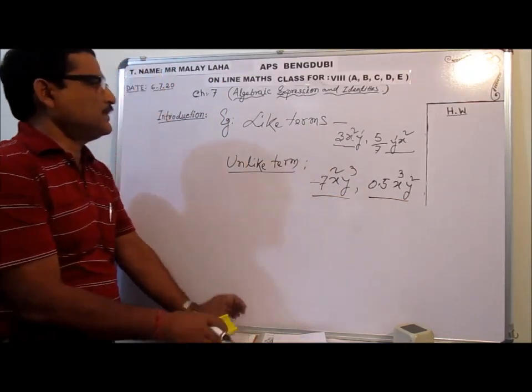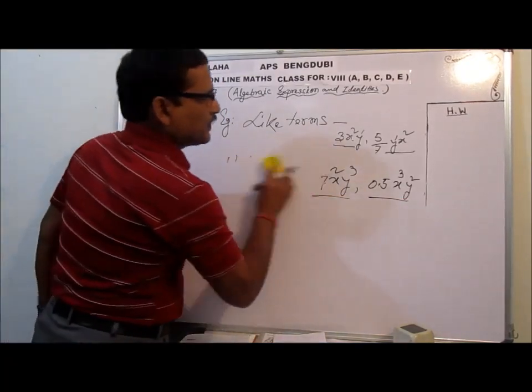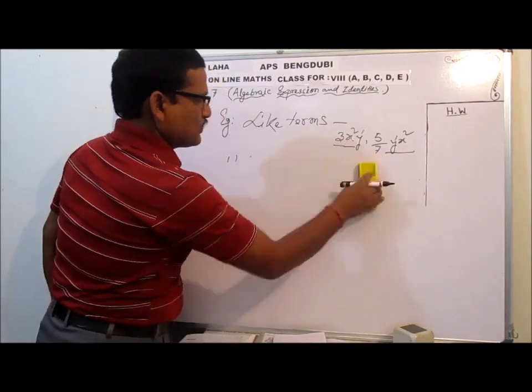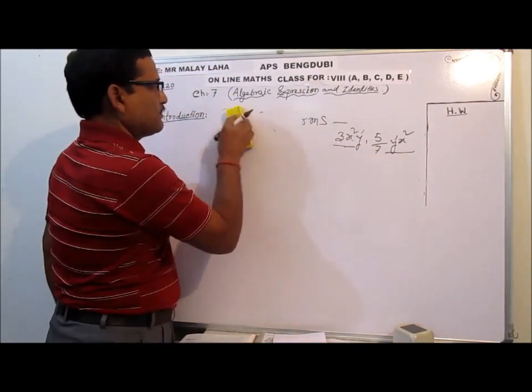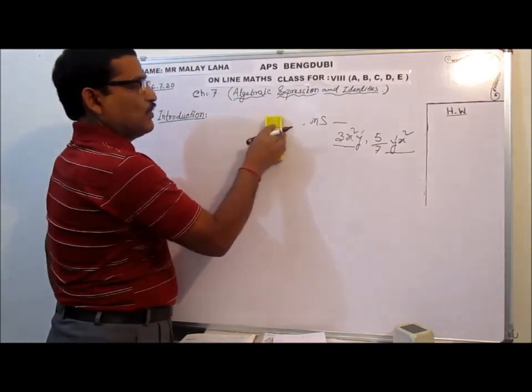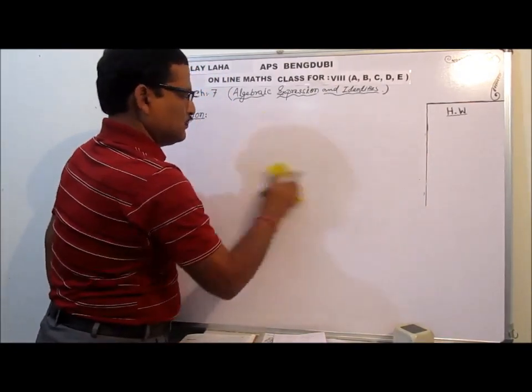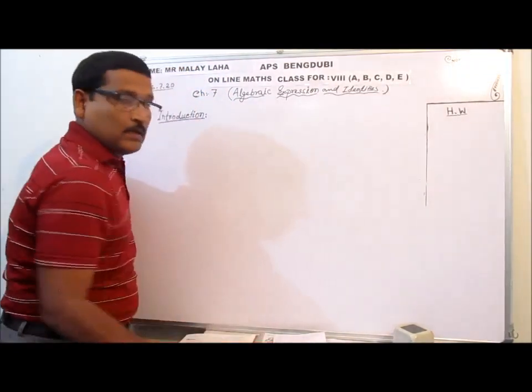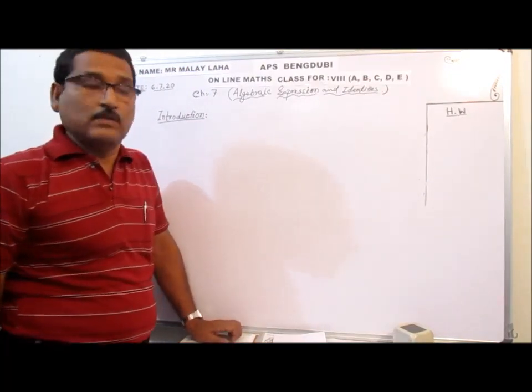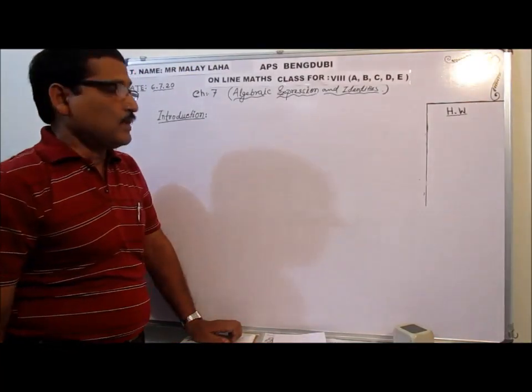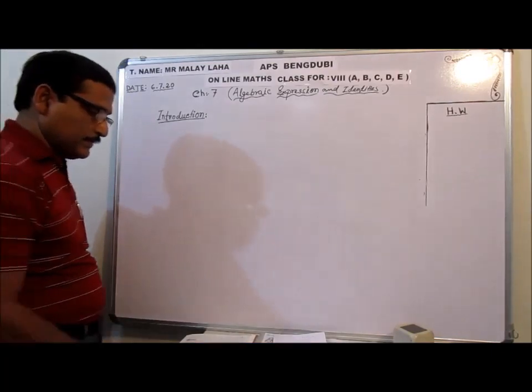Now next part I am coming to. You will go through the books. Even if you have the class 7 standard book, you have not sold it, I think. You can take it out and go through again what are like terms, unlike terms. You will come to know. So now then I am coming to what?